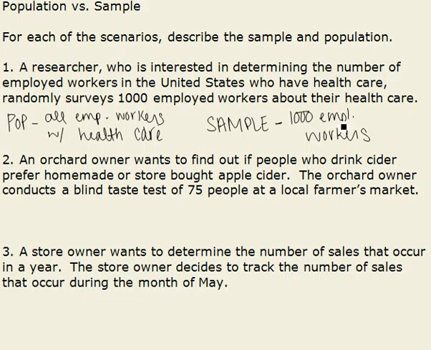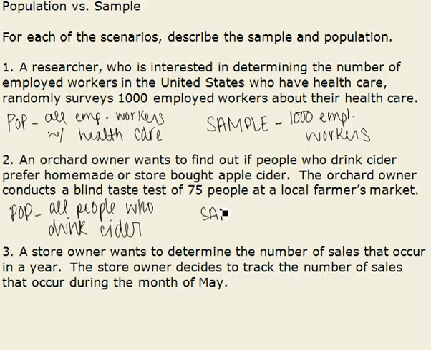Now we're comparing two things, homemade cider and store-bought cider, but when we look at our population, it would be all people who drink cider. And we aren't discriminating between which type of cider they want to drink. And then our sample would be the 75 people who take the taste test at the farmer's market.